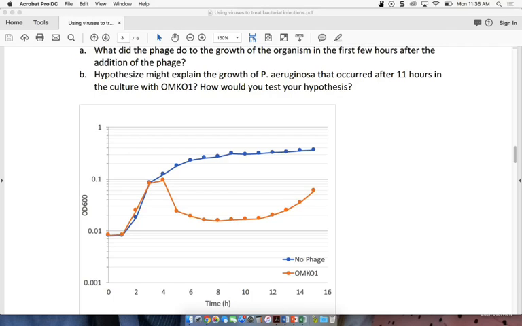What's happening here? Why do we see an increase in the amount of bacteria all of a sudden? Those are the ones that are resistant to phage.